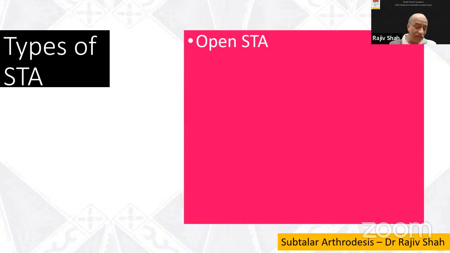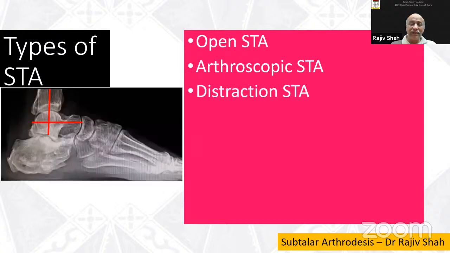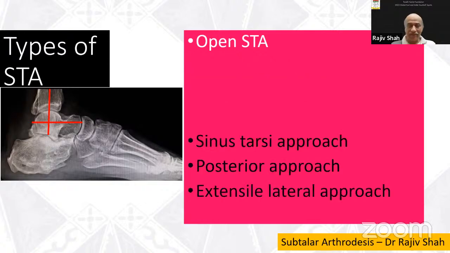Now, what are the types of subtalar arthrodesis? Open subtalar arthrodesis, arthroscopic subtalar arthrodesis, and a distraction subtalar arthrodesis, which we have shown in two cases where we had to put in an iliac crest bone graft to increase the height. Now, what are the approaches? Sinus tarsi approach, posterior approach, and extensile lateral approach. These three are the approaches.